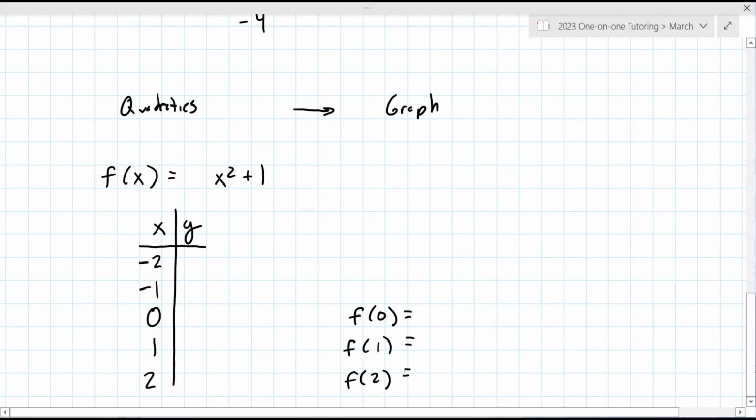Now f of 0 here is 0 squared plus 1, okay, which is 1. F of 1 is 1 squared plus 1, that's 2. And then f of 2 is 2 squared plus 1, which is 5. So we got some values here. All right, now I recommend doing the positive ones first because they're usually easier. But now the negative ones, you just gotta be really careful here.